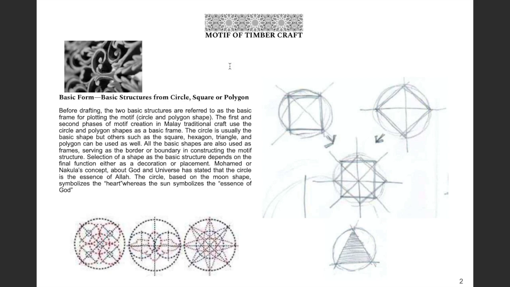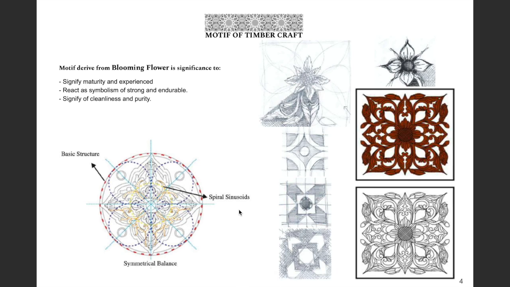The thing that drew me to timber craft is the meaning of it. There's actually a basic form in it, whereby before the artists draft their work, they always start with a basic structure of a circle or square or polygon, and this will be the first phase of the designing stage. After that, their design is to be symmetrically balanced. The thing that I like the most throughout all of the designs is the blooming flower. All of it will be symmetrically balanced. These are some of the drafts.